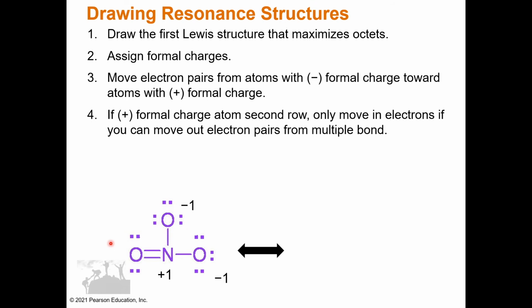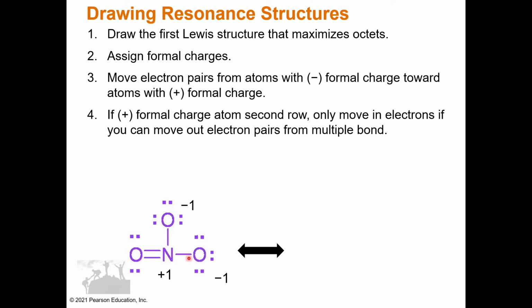Now let's start moving electrons around. You're going to pick one atom that has a negative charge. So let's take a look at this oxygen right here. And we're going to move this lone pair towards the nitrogen. So in other words, we're going to make this lone pair into a bonding pair. So now we're going to have a double bond here.